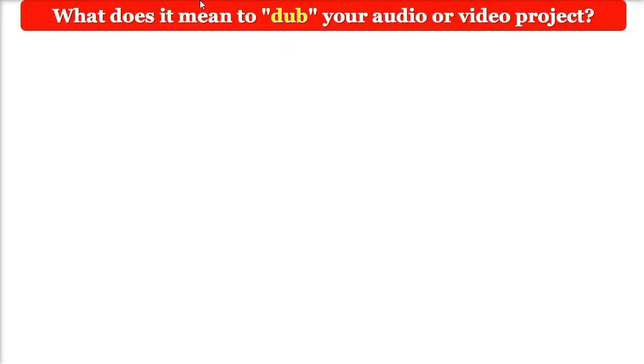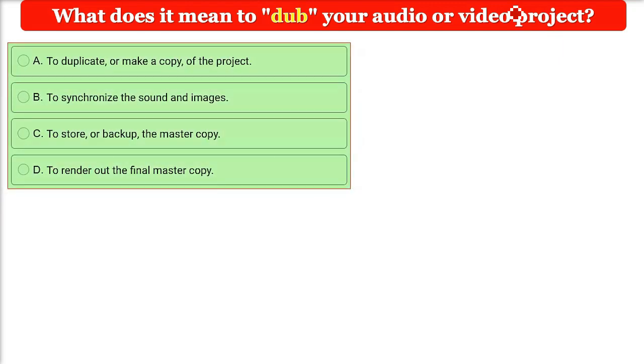What does it mean to dub your audio or video project? The options are to duplicate or make a copy of the project. Then we have to synchronize the sound and images. Third option is to store or back up the master copy. The fourth one is to render out the final master copy. What do you think is the correct answer? Yes, you got it right.